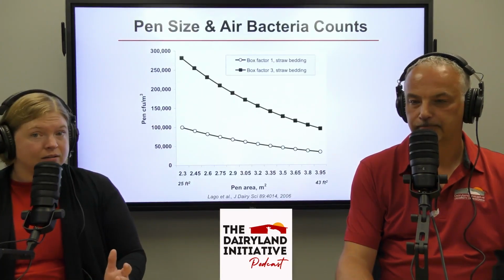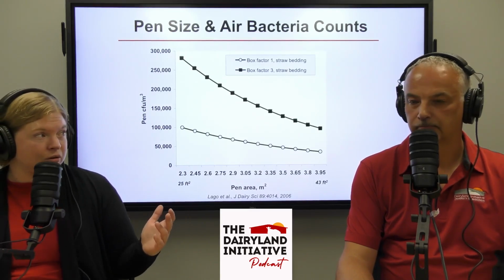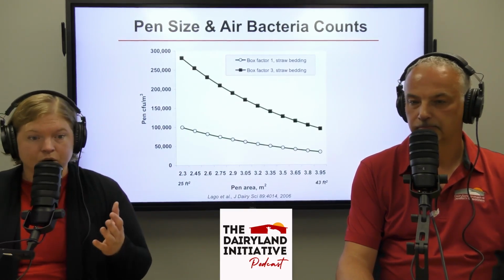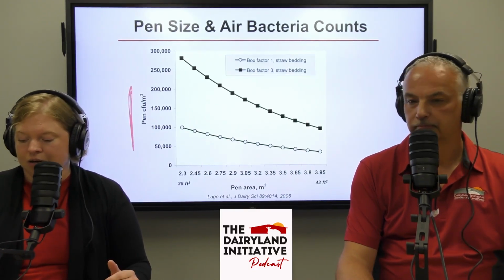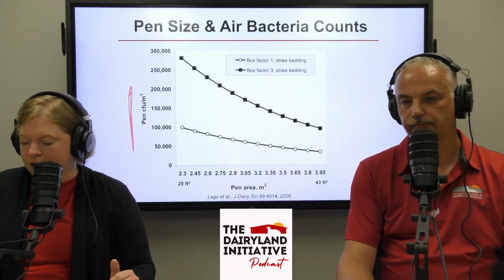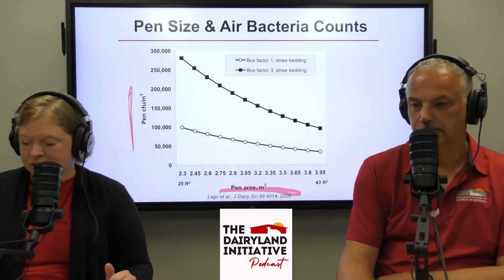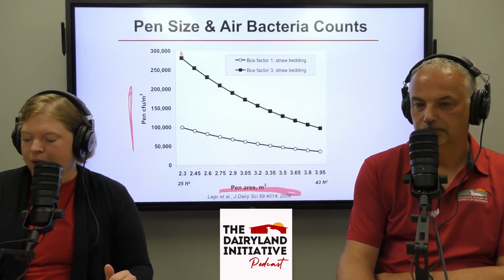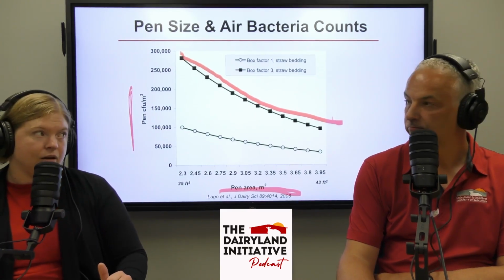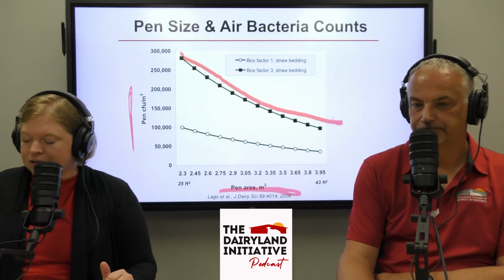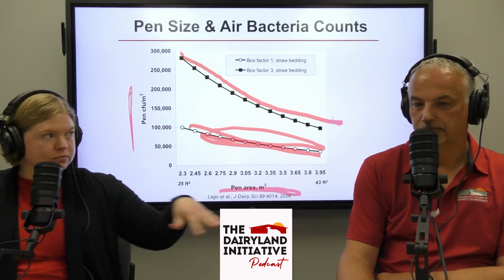All right. The size of the bed also plays a role in air quality. When we're looking at air quality, we're looking at airborne bacteria counts in the pen. On the left-hand side here, we have airborne bacteria counts, and on the bottom, we are looking at the pen area. You can see that as pen area increases, our airborne bacteria count decreases. The difference between these two lines is that this lower line is open panels.